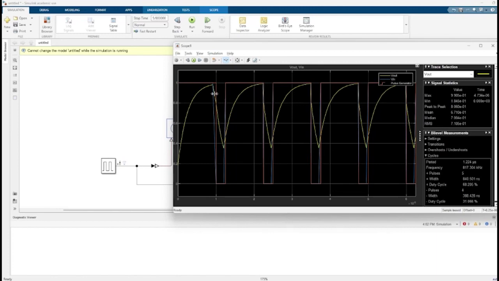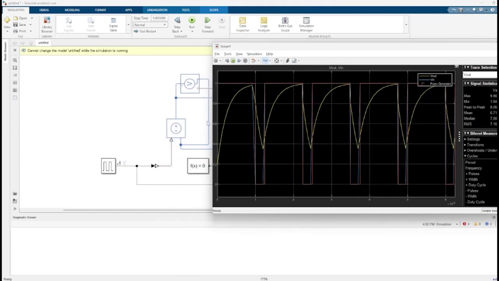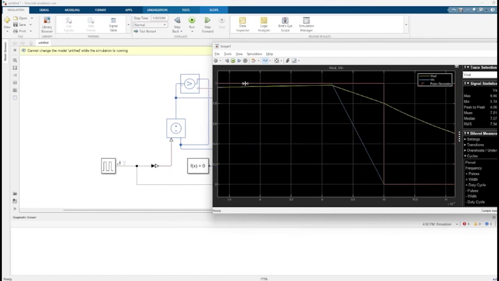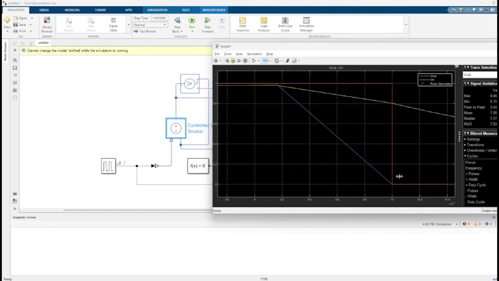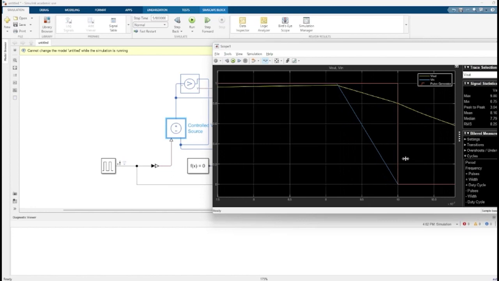Here we can notice that we have a blue and an orange. This is Vn from the voltage controlled source, and this is the pulse generator. There is a slight change when the pulse generates a signal. The voltage controlled source doesn't change instantly, but takes time to change. For this problem, I don't know the reason.